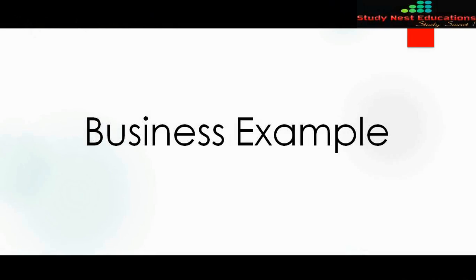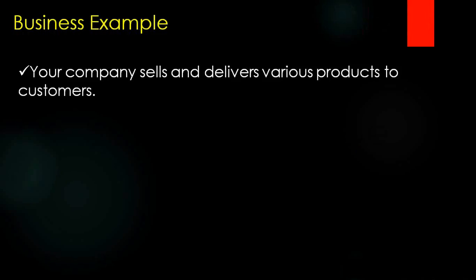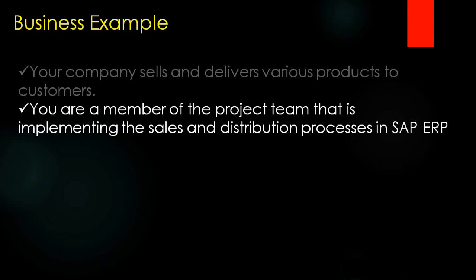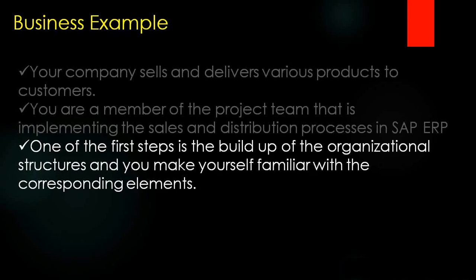Let us start with a business example. Your company sells and delivers various products to customers. You are a member of the project team that is implementing the sales and distribution processes in SAP ERP. One of the first steps is the build-up of the organization structure, and you make yourself familiar with the corresponding elements. So before you build up the structure, you need to have an understanding of what structures are available and how they are linked together.